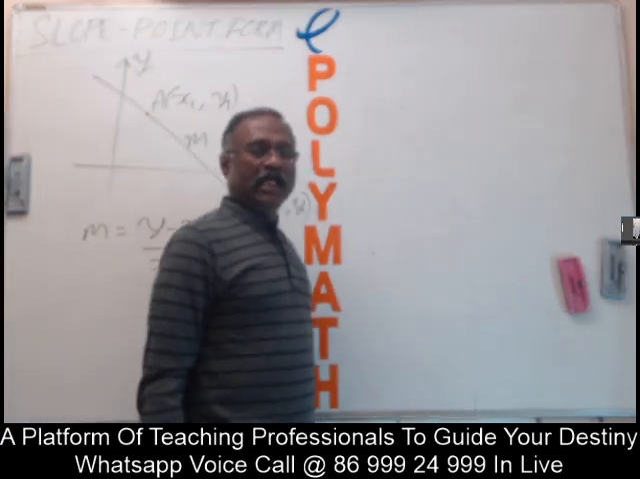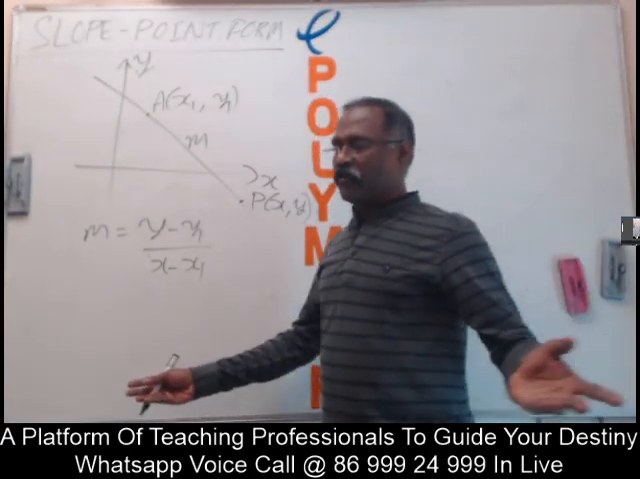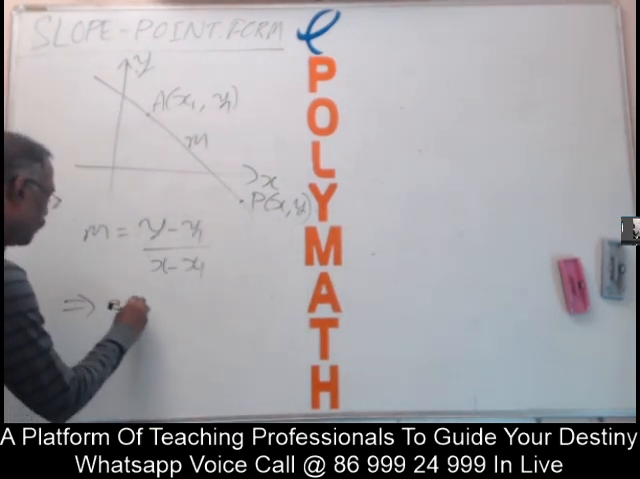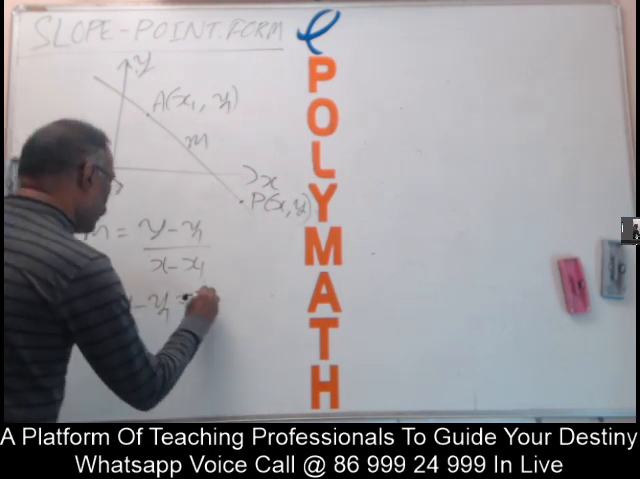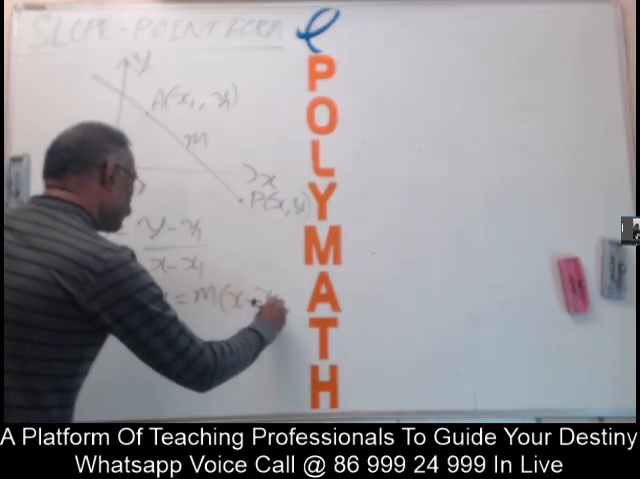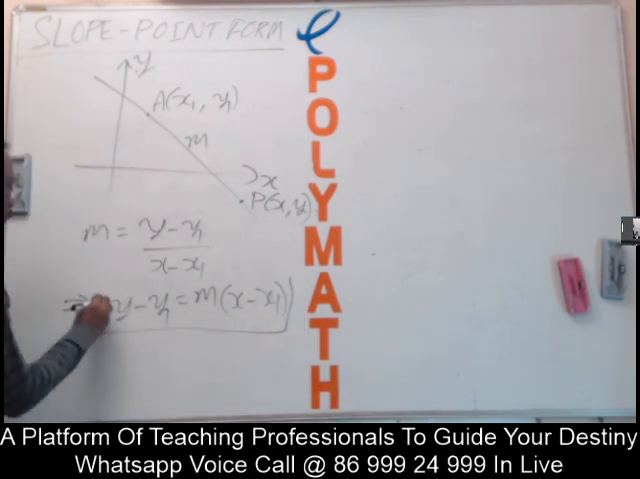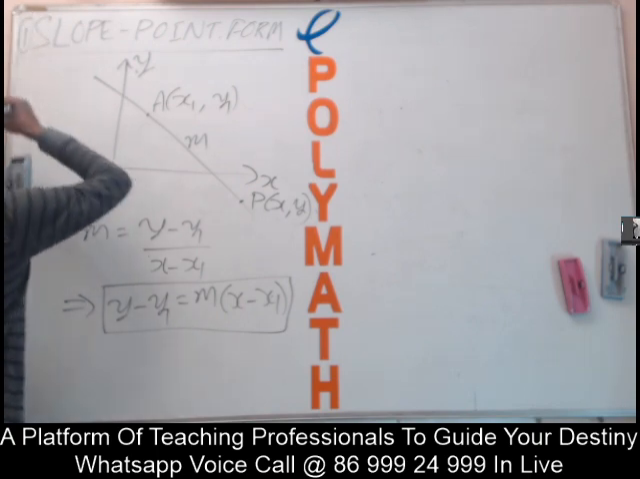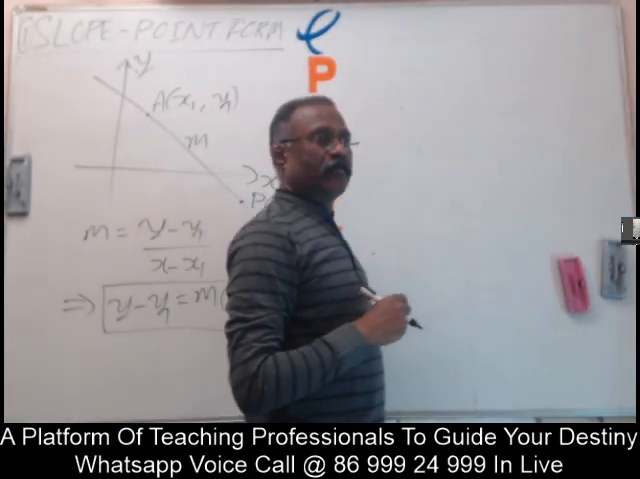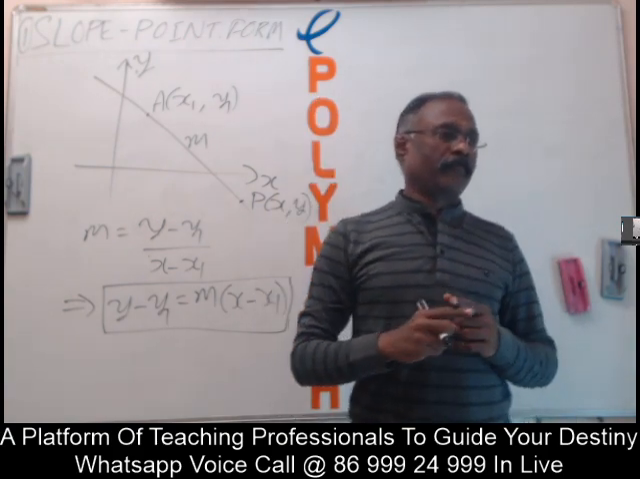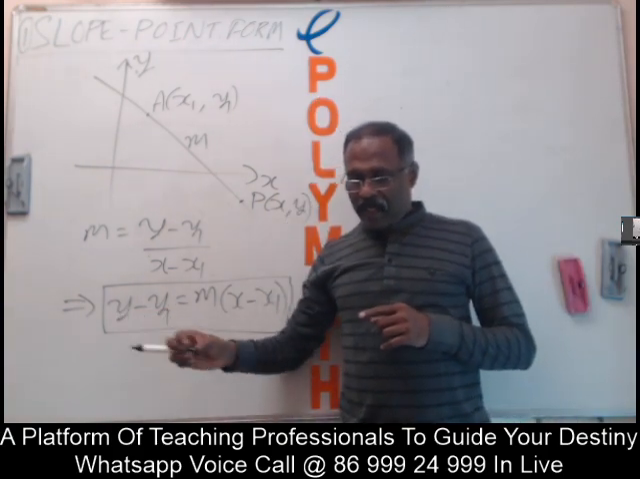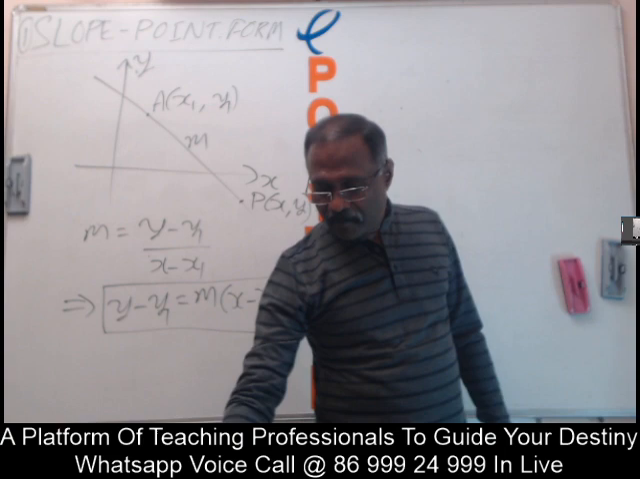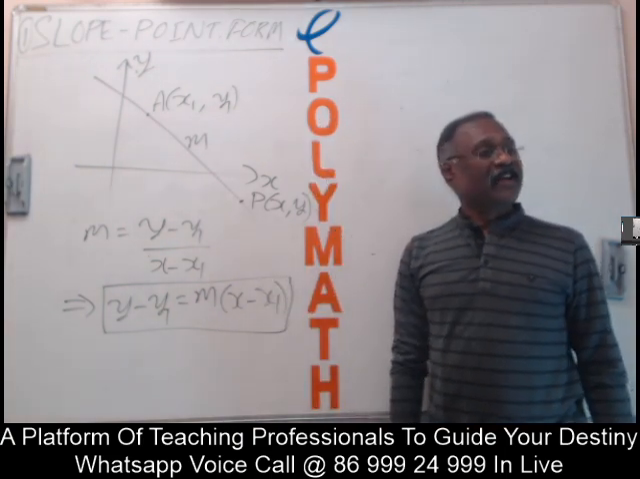m is equal to (y minus y1) by (x minus x1). Now, the final formula, which is the slope point form, is nothing but y minus y1 is equal to m into (x minus x1). Number 1: slope point form. Final formula: y minus y1 is equal to m into (x minus x1).